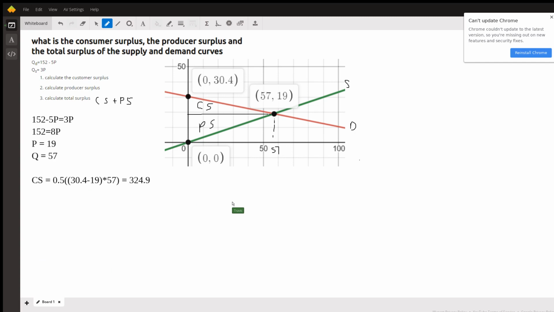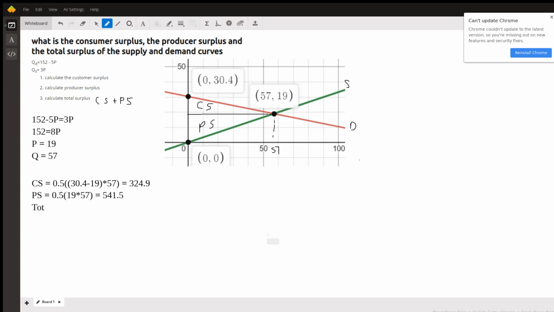324.9. Okay, there's a 5-minute timer on these things, so I'm just going to do this kind of quick. For producer surplus, it's 0.5 times, we're going from 0 up to 19, so that's 19, multiplied by 57 because that's the other end of this triangle here. Producer surplus is going to be a little bit bigger. 57 times 19, and then half of that is 541.5. Okay, and that's the producer surplus.